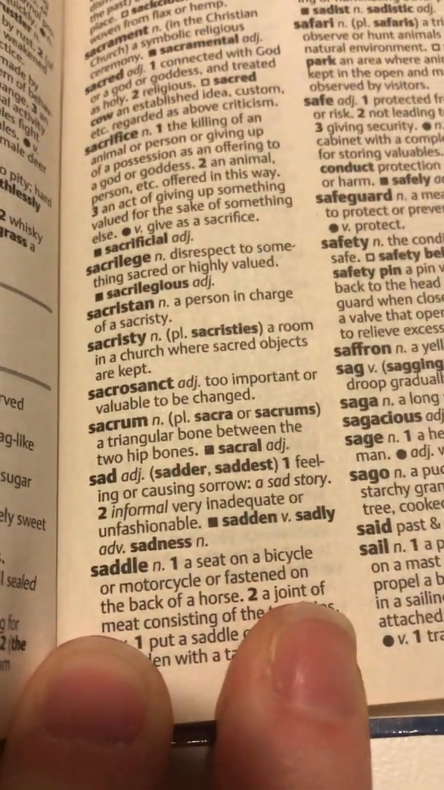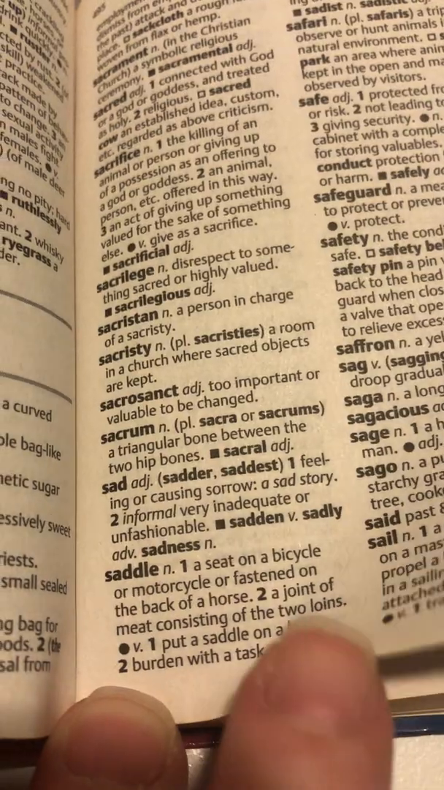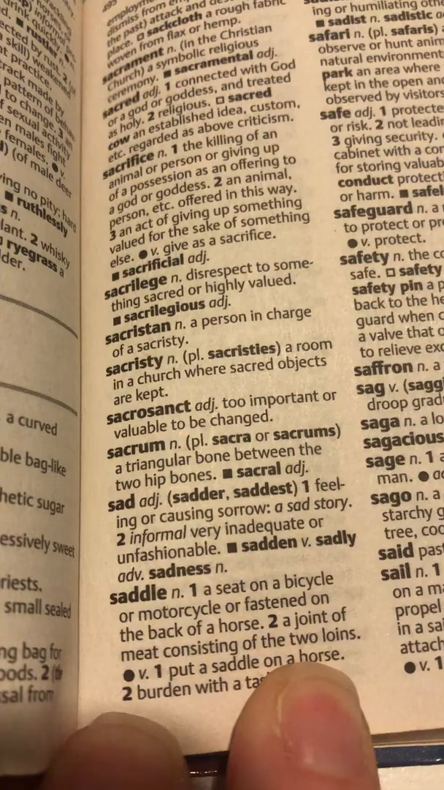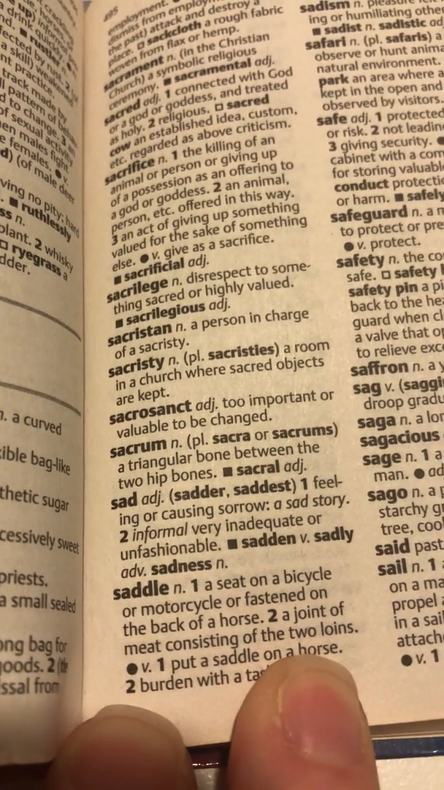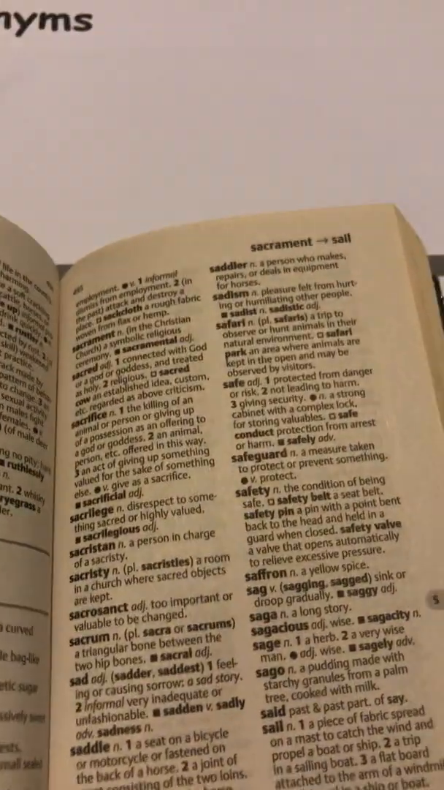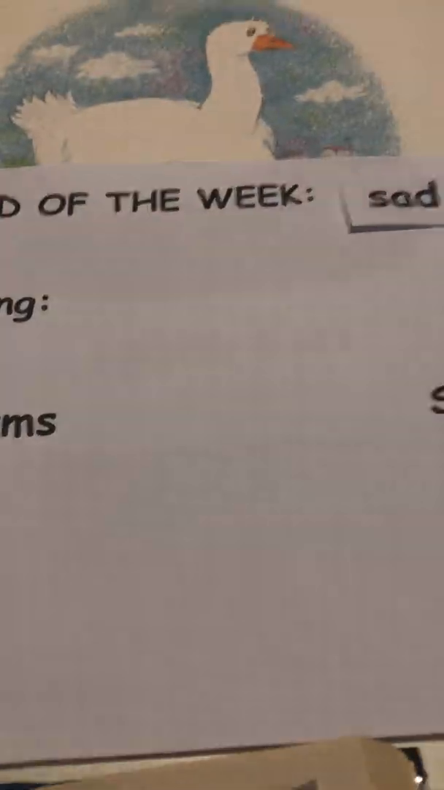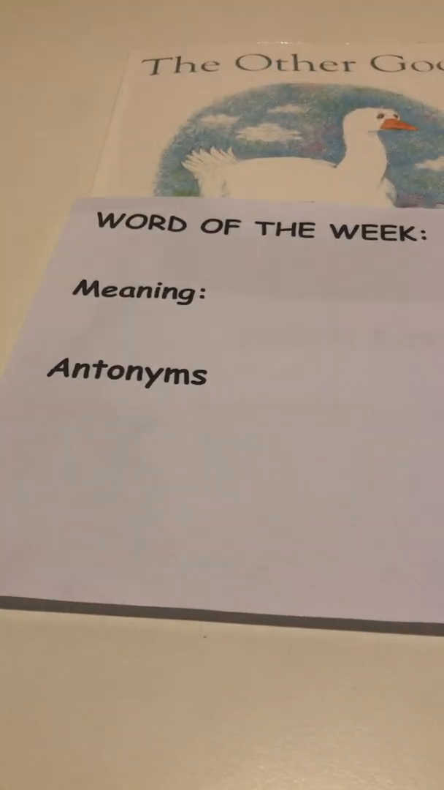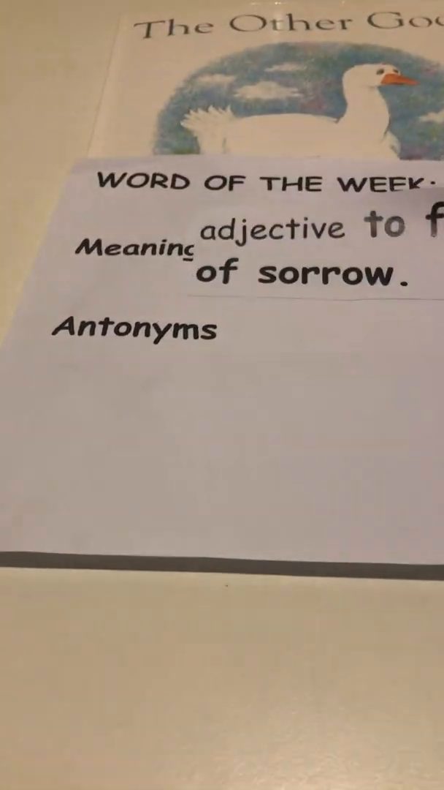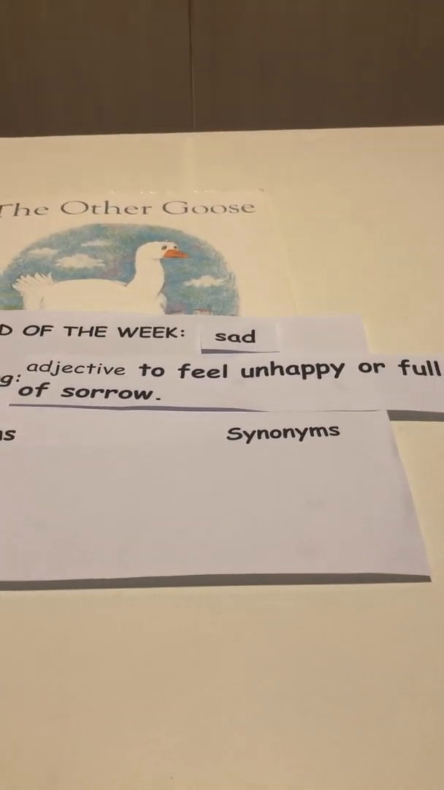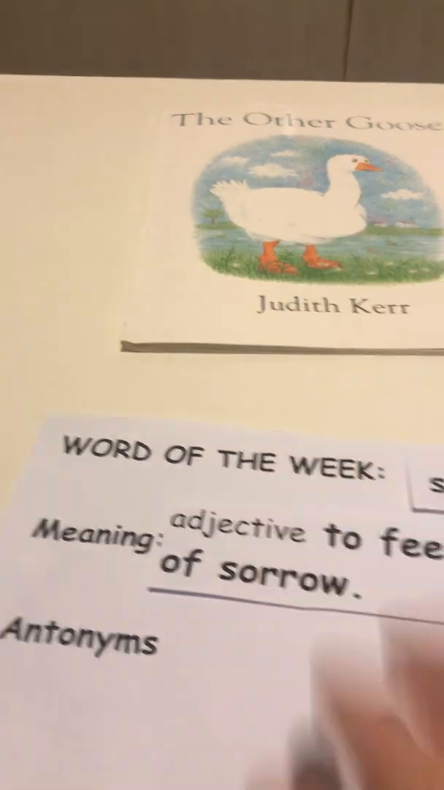And it says it's an adjective. It's a describing word, and we'll talk a little bit more about that later. And it's the feeling or causing sorrow, for example, a sad story. So that's the main meaning. There is another meaning of sad where you can say something is very unfashionable, but the main meaning we're going to focus on this week is when something is unhappy or full of sorrow. So let's get that meaning and put it here. So I've got the word sad, and it's an adjective, and it means to feel unhappy or full of sorrow, or to make something feel unhappy or full of sorrow.